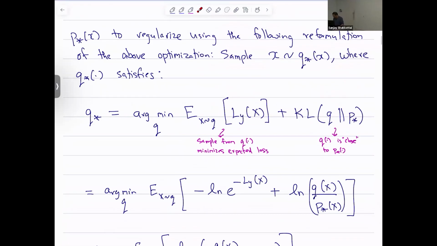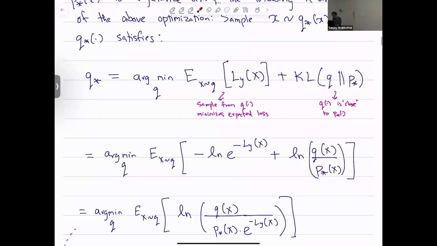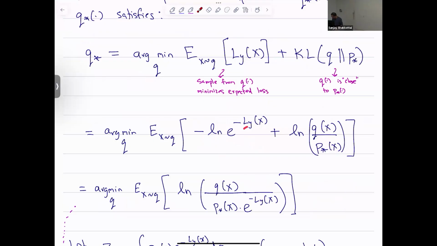This part is to sample from Q that minimizes the expected loss, and is close to this P star. So we can write L_y(x) as negative log of e to the minus L_y(x). We can just rewrite it this way. And KL is Q by P, the expectation always with respect to Q, and here too. So this is the optimization problem. We can rewrite this by taking this negative log e to the minus L and moving it to the denominator. So it's nothing but Q by P star e to the minus L.